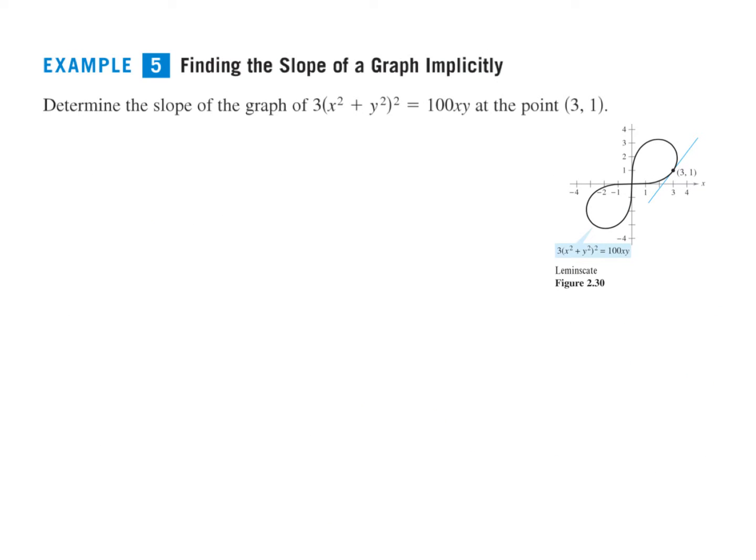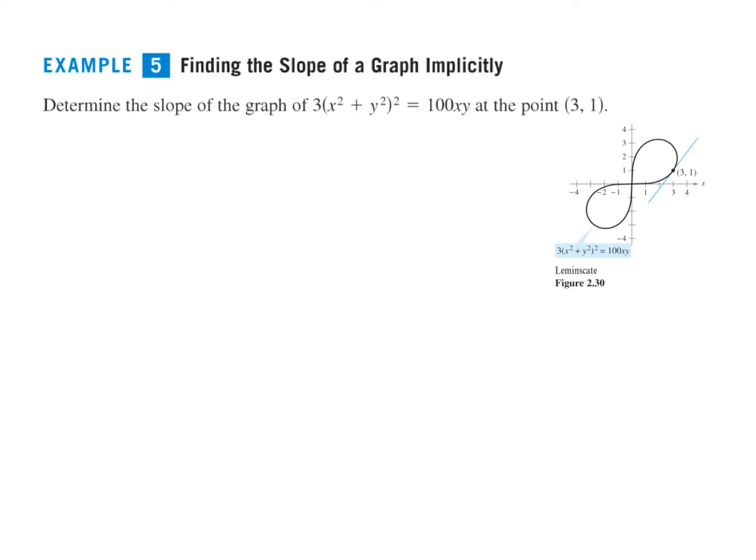Alright, so the next example has us taking the derivative of a lemniscate. So that's this little figure 8 shape right here. And it wants us to find the slope at the point (3, 1). So it looks like it's going to be a value probably a little bigger than 1.